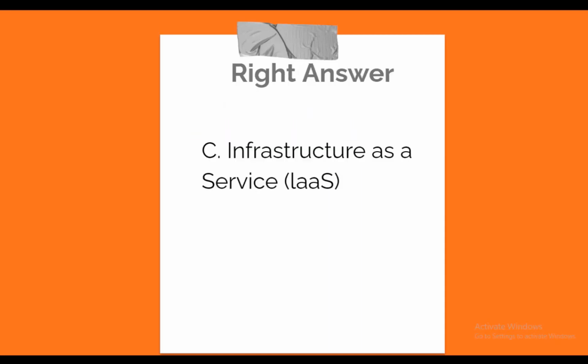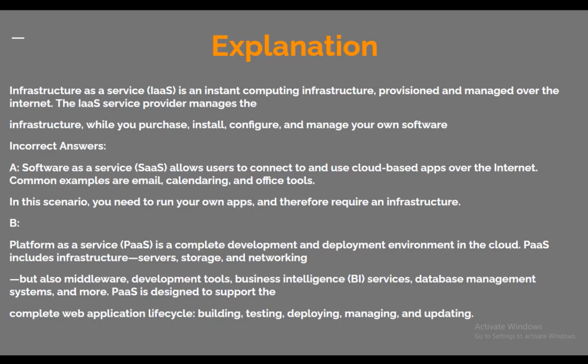Explanation: Infrastructure as a service is an instant computing infrastructure provisioned and managed over the internet. The IaaS service provider manages the infrastructure while you purchase, install, configure, and manage your own software. Incorrect answers. Option A, software as a service allows users to connect to and use cloud-based apps over the internet. Common examples are email, calendaring, and office tools. In this scenario, you need to run your own apps and therefore require an infrastructure.